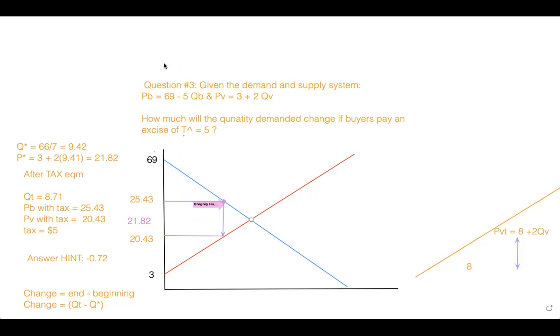But in terms of the calculation, what we're doing for the buyer's burden is we're taking the difference between the buyer's after-tax price and the original price they paid, the original equilibrium price. And for the seller's burden, we're taking the seller's after-tax price and the price they received before the tax was introduced. It's that distance there, right? So that's the definition of buyer's burden and seller's burden. So the buyer's burden would be $25.43 minus $21.82.